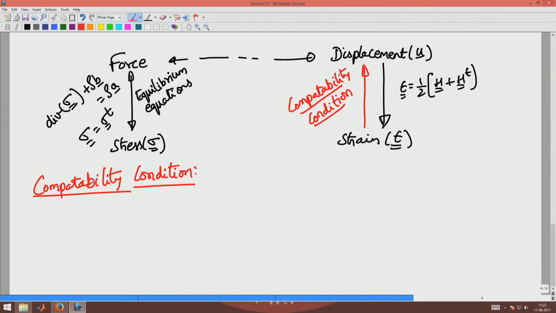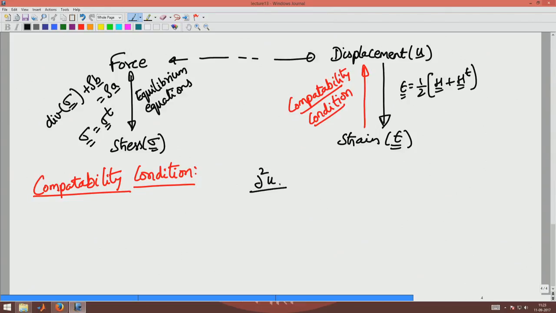If that were the case, then the order of differentiation of the displacement field will not matter. Mathematically, this means dou square u x by dou x dou y will be the same as dou square u x by dou y dou x. That is, the order in which you differentiate the components of the displacement field is immaterial, because it is a smooth continuous displacement field.